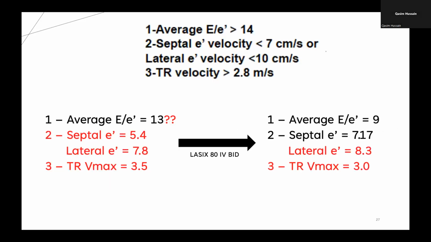So now we're looking at what's happened over the last 24 hours. So her E to E prime went from 13 to 9, which is great. So now she's still in the gray area between 8 and 14, but much closer to the normal side than the pathological side. Her septal E primes essentially normalized, and her lateral E primes improved as well. And her TRV max has come down quite significantly as well. She's still pathological in those aspects of things.